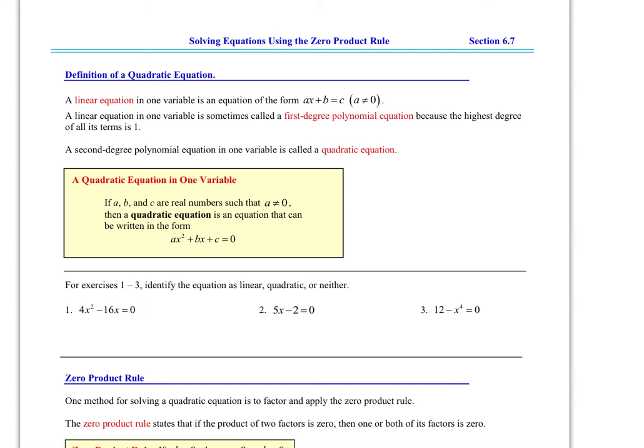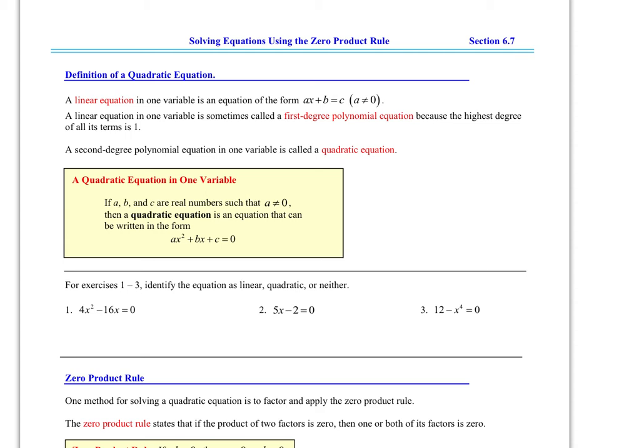In section 6.7, we're going to learn how to solve equations using the zero product rule. That's basically a fancy way of saying we're going to take our knowledge of factoring that we have learned in this module and use it to solve equations. Basically, we're going to factor equations and set them equal to zero and solve for the variable.